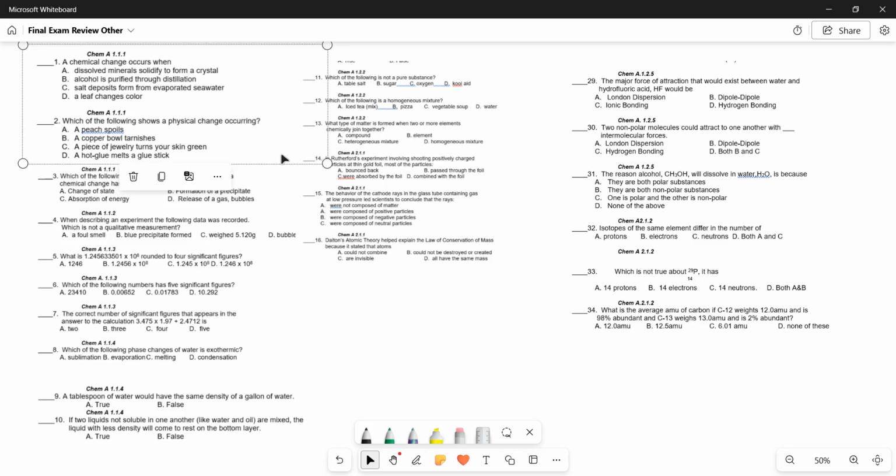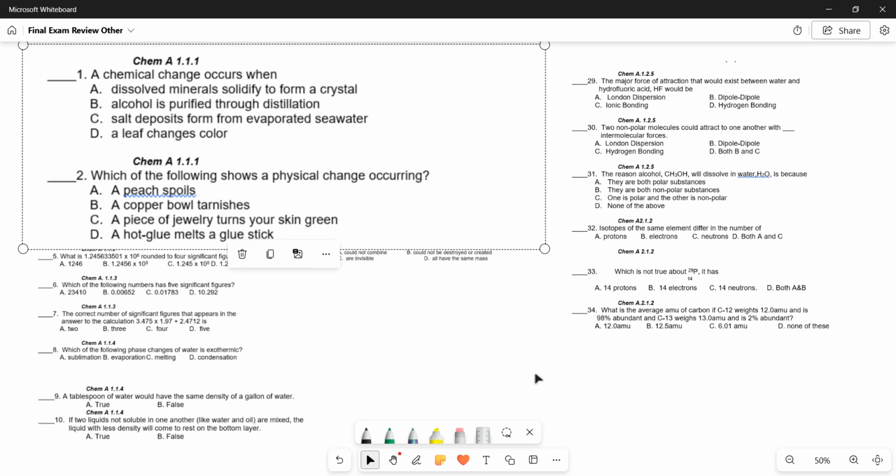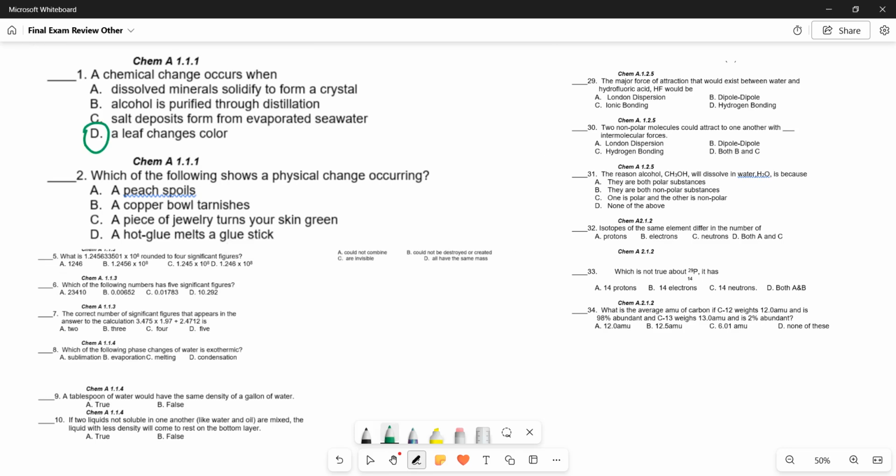So let's look over here in the left corner at questions 1 and 2, discussing chemical change. And a chemical change is anything that changes its identity. A physical change is just changing state, so it doesn't change its identity. So looking at question 1, a chemical change occurs when? Dissolved minerals? No, that's just changing state. Alcohol is distilled? That's changing state. Salt deposits from evaporated seawater? That's changing state. Leaf changes color. That is a chemical change when leaves on trees change color. The photosynthesis is kind of stopping because the sun is out less, and so that's a chemical change.